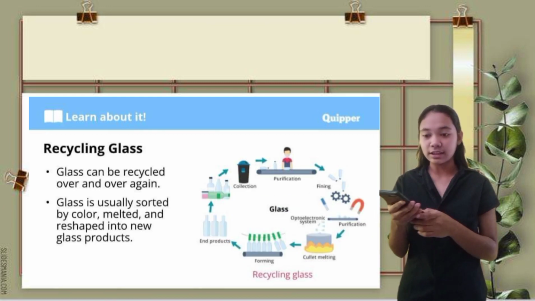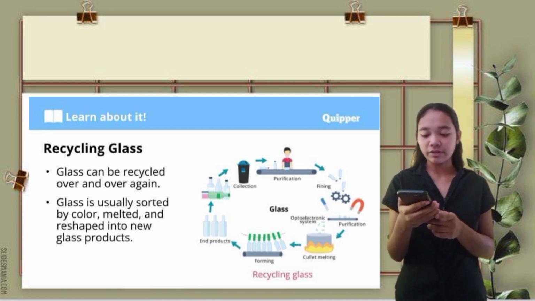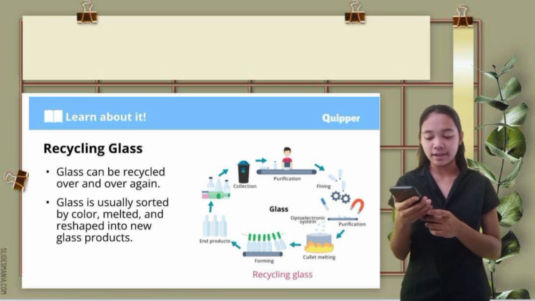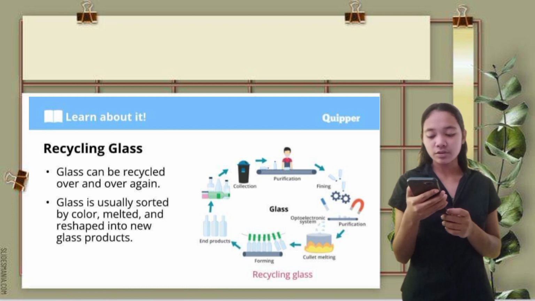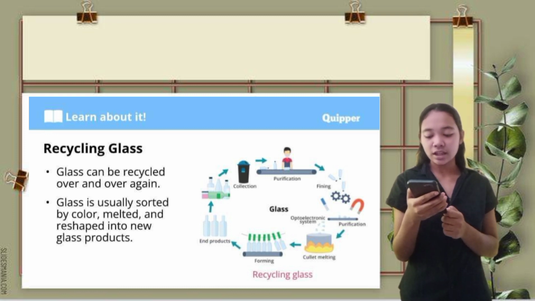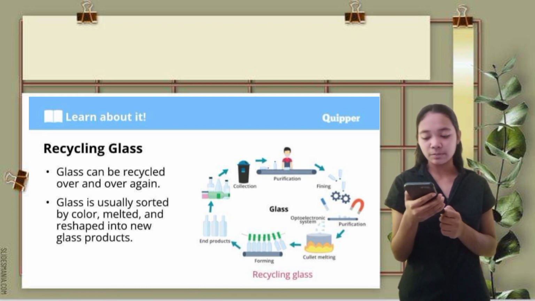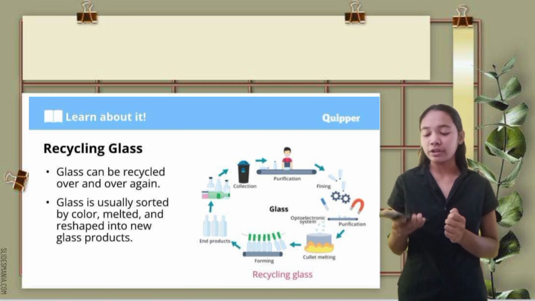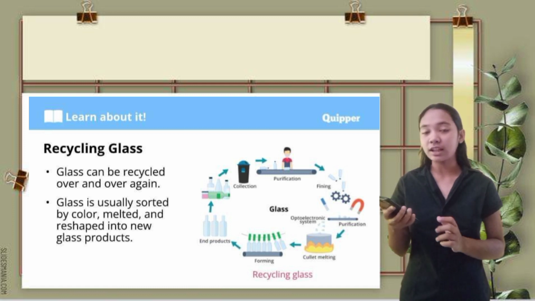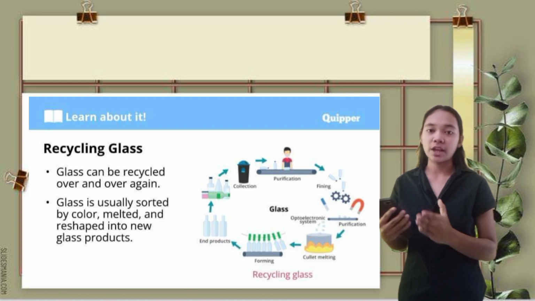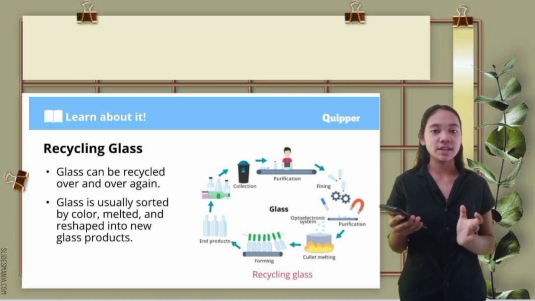Next is recycling glass. Glass can be recycled over and over again. Glass is usually sorted by color, melted, and reshaped into new glass products. For example, in recycling glass, we create a mosaic art using glasses.